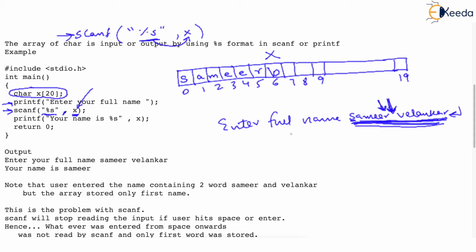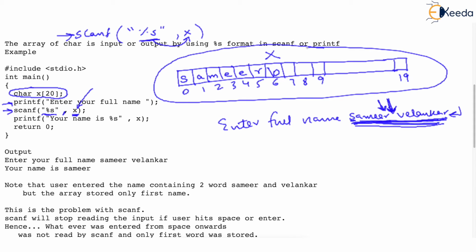But then that space terminates scanf, and the rest of the letters, including the space, are not at all stored by scanf. So ultimately, this is the name stored. Just check, not the full name. Okay, then the scanf statement is over. Scanf says, I have done my part. Whatever input you have given, I have stored it. Now let's see the next statement.